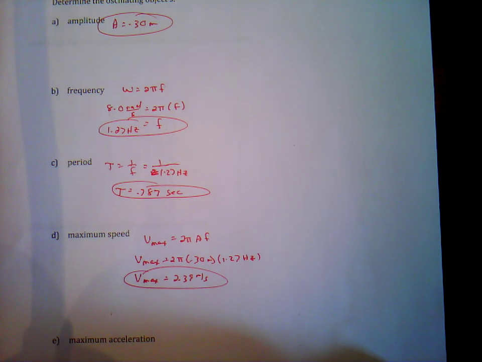Remember, the maximum velocity occurs at its equilibrium position. At its maximum displacement, the velocity is actually 0. Then it has any velocity between its 0 and its maximum velocity.